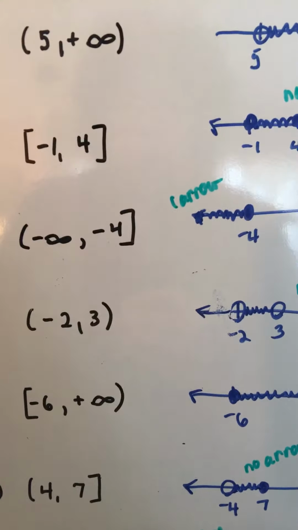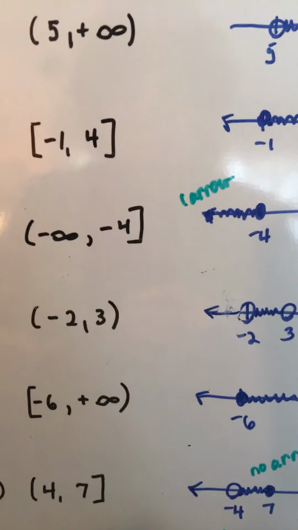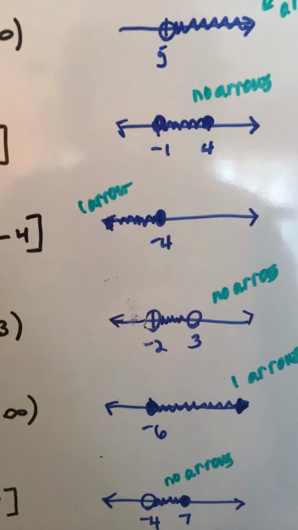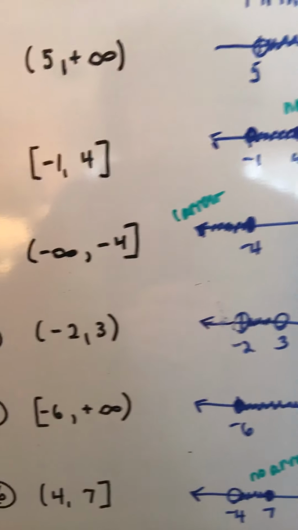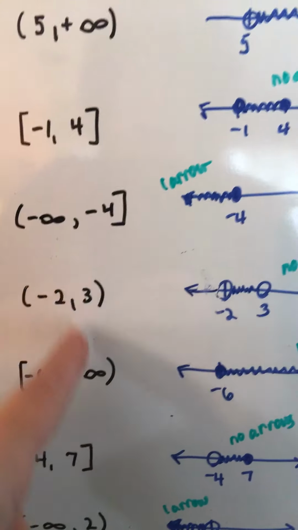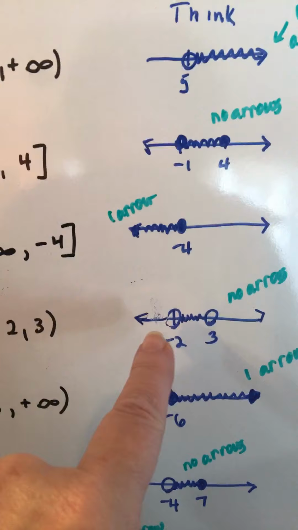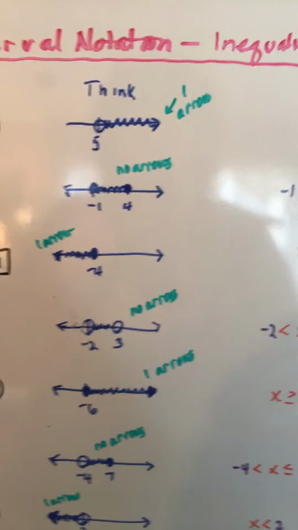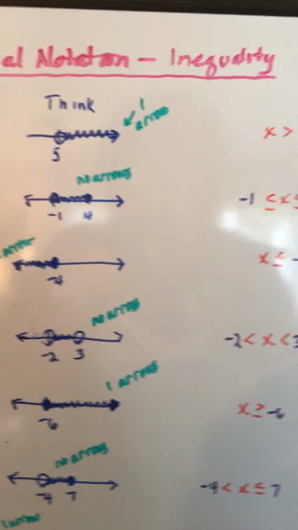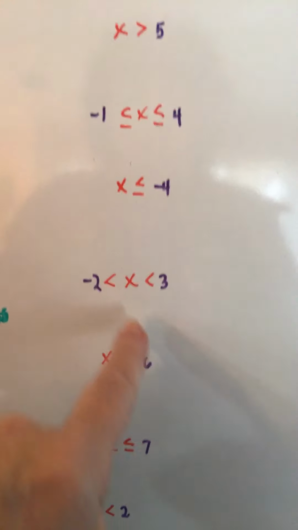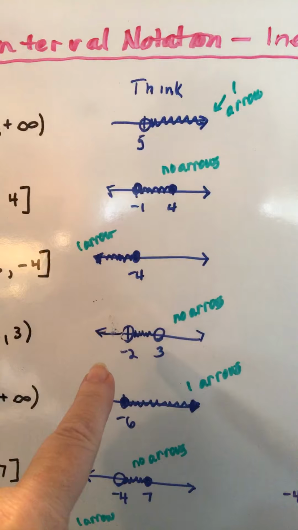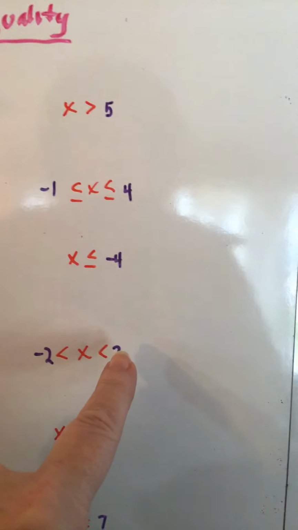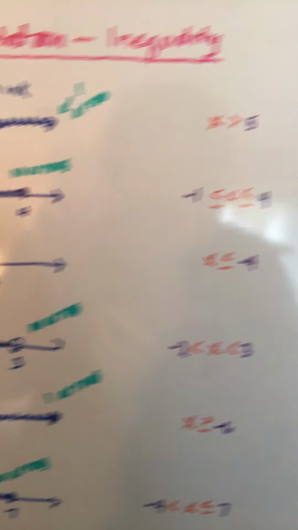Next, negative 2 to 3. That tells me that they're both open. Here's what your picture looks like. But what does this mean? It means that your x is in the middle and that I'm only using less than symbols, because remember, we can only use a greater than symbol when we have an arrowhead. So I have my less than symbols, and I said, what were my numbers? Negative 2 on the left and 3 on the right.